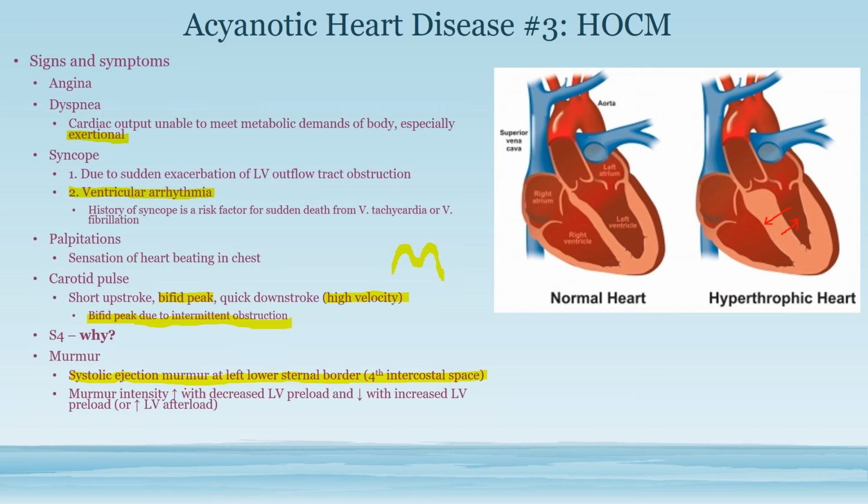So murmur intensity increases with decreased preload because the septum will move towards the left ventricle and close the outflow tract further, and decreases with increased left ventricular preload or left ventricular afterload. Remember, the more afterload, the less blood gets pumped out, so you'll have more preload as a result. And this will cause the outflow tract to open and allow more blood to pass through. So examples of things that decrease the left ventricular preload, second stage of Valsalva, when you're straining and squeezing.